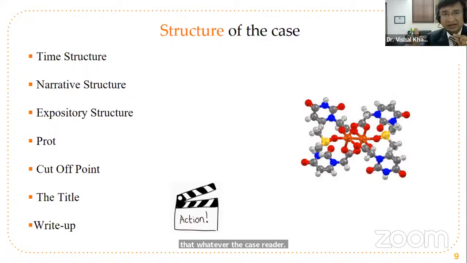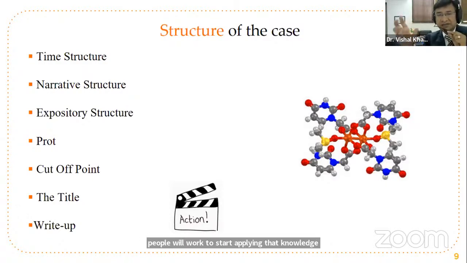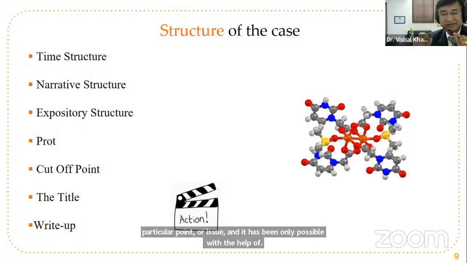So it is very important that whatever the case writer would like to narrate, the people start applying their knowledge and their brain on this particular issue, the same way the readers apply their brains on this particular point or issue. And this is only possible with the help of a common framework of references. There are certain points in the expository structure I would like to mention.